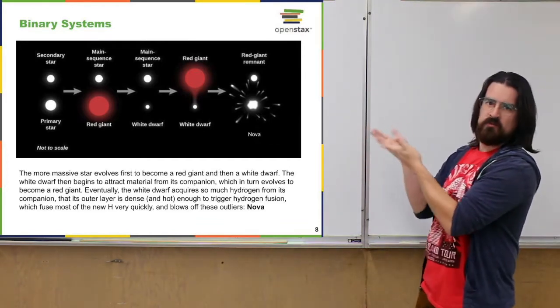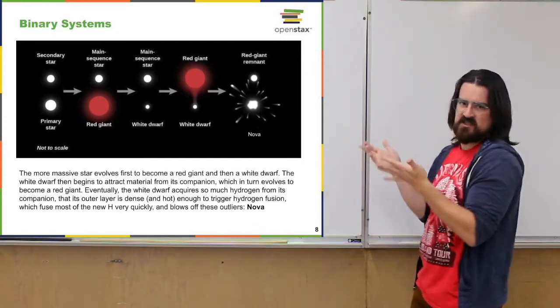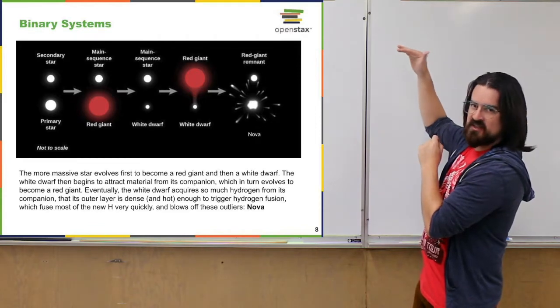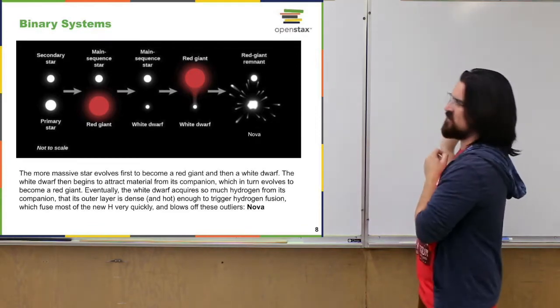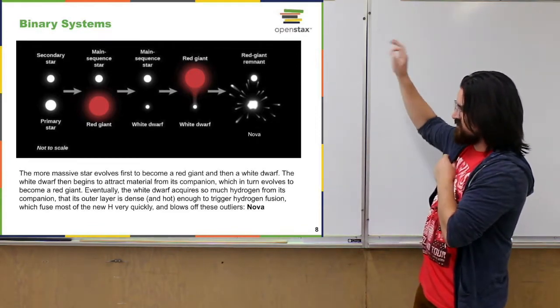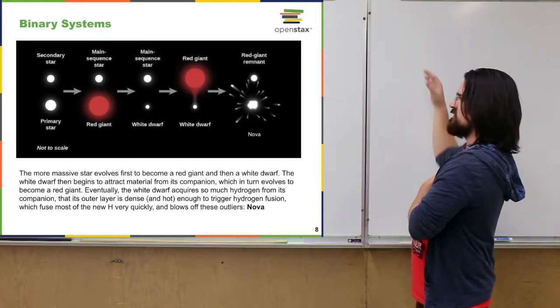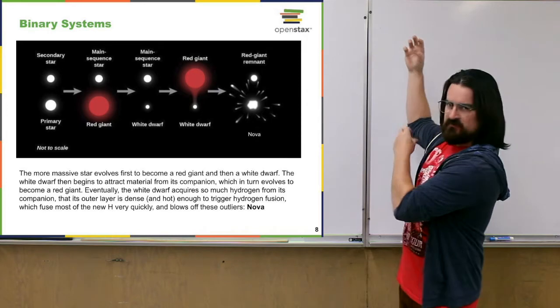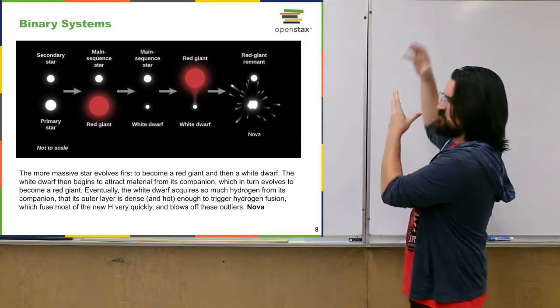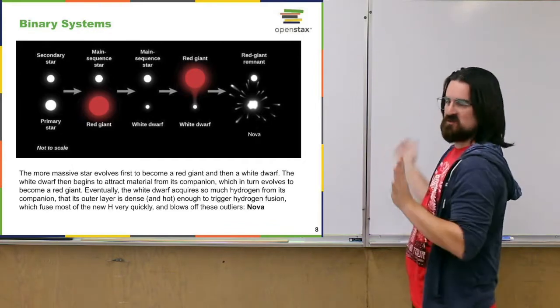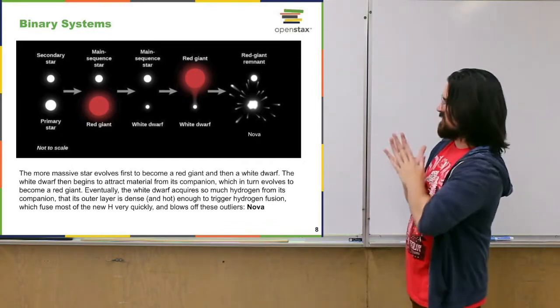So this was a low mass star, still less than about 8 times the mass of our sun. It was still more massive than the secondary star, so it went through all those phases faster. And the secondary star is still on the main sequence when this one became a white dwarf. Over one more again, that secondary star has finally finished its time on the main sequence. It's become a red giant. The primary star is still existing as a white dwarf. It's going to keep doing that for a long, long time if nothing else happens.